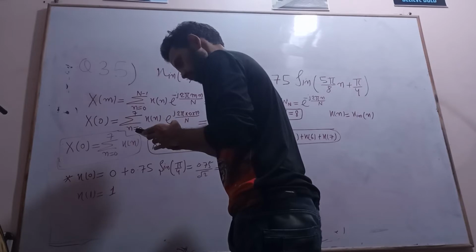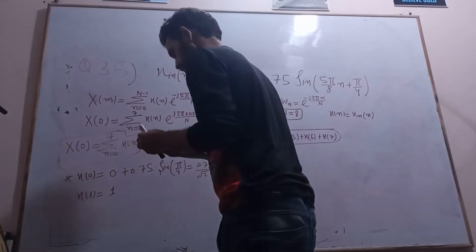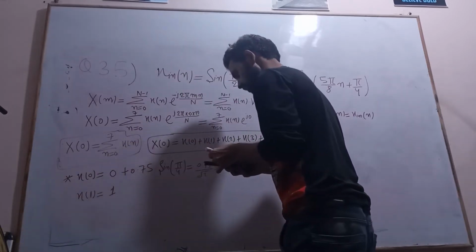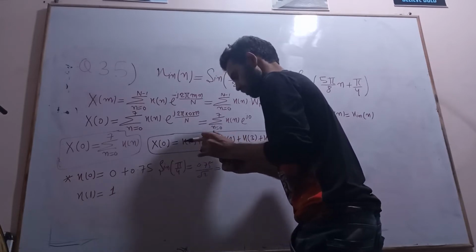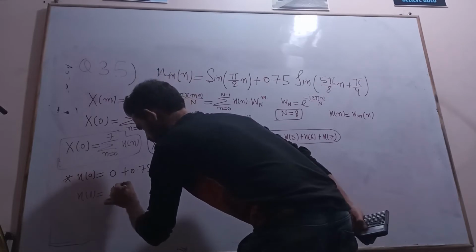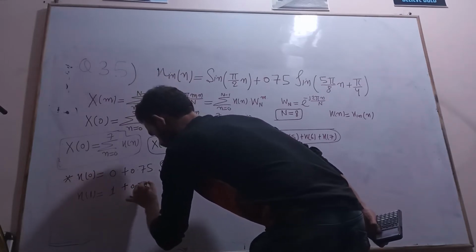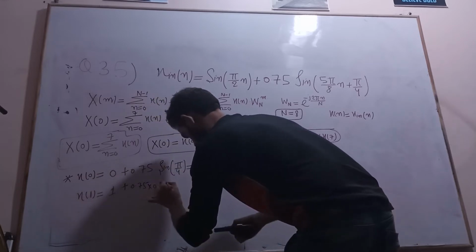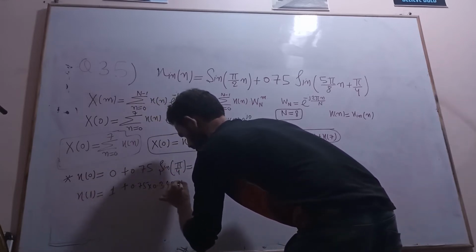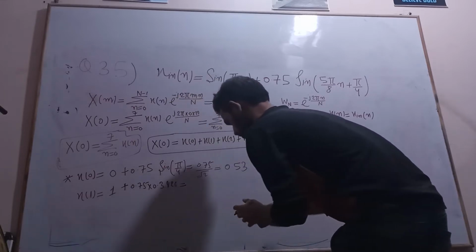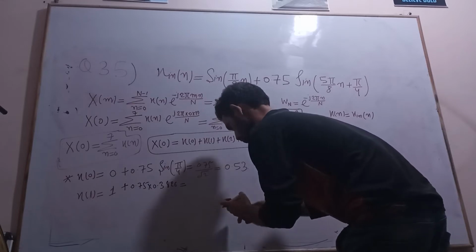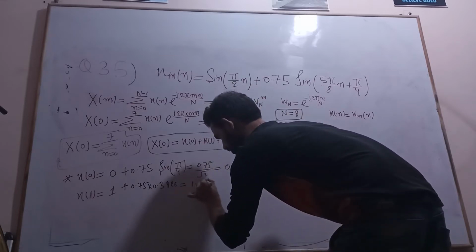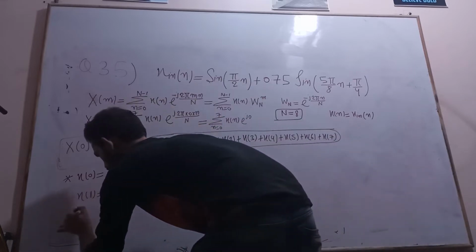7 into 180 divided by 8, so this is 157.5. The value of sine 157.5 is 0.3826. So this is 0.75 into 0.3826 plus 1, which gives 1.287. So this is the value of x of 1.